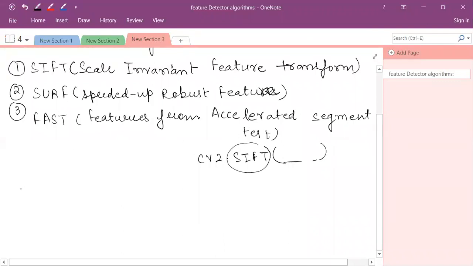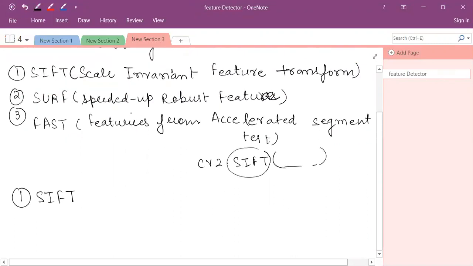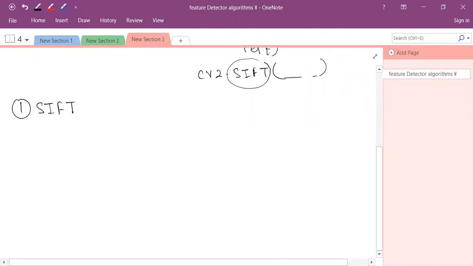The first one is called SIFT, scale invariant feature transform. It depends heavily on the scaling factor. The algorithm is very wide. It has 5 steps. So what are those 5 steps? The first one is scale space, scale space peak selection.